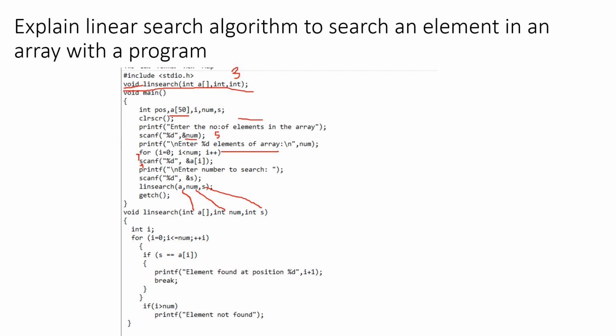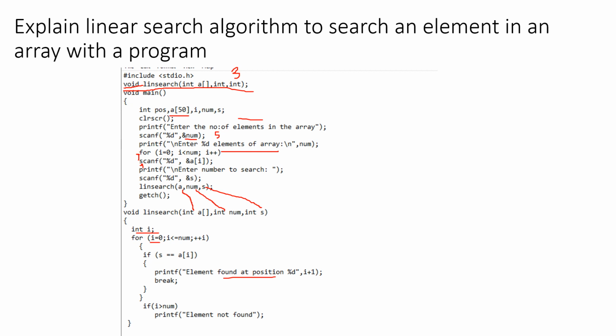Now inside this, we are declaring again an I variable. For I equal to 0, I less than num, I plus plus, that is from the first character till the last character, we are going to compare the array elements. We are checking to see whether the search element is present in the array. If s is equal to a of 0, so what is the first value of I? First value of I is 0. We are checking whether s is equal to a of 0.